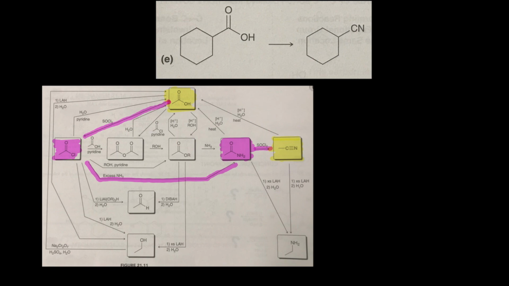So what I would propose for my answer here is first treat this with thionyl chloride. That makes the acid chloride. Treat this with excess ammonia. That makes the primary amide. Then treat this with thionyl chloride once again. And that will make the nitrile, okay? I think you got the hang of this.